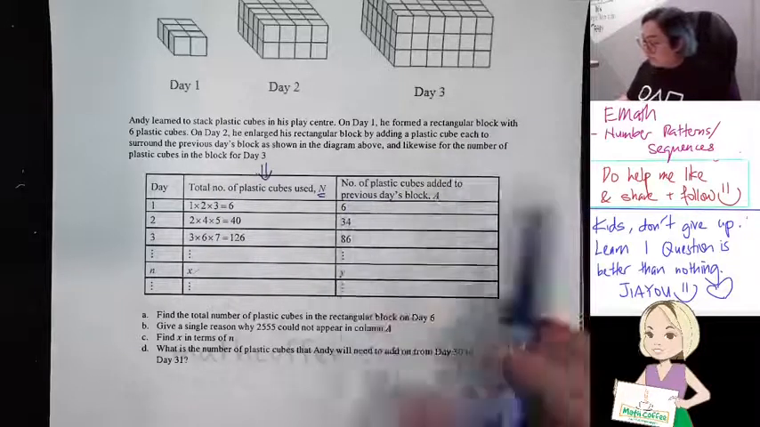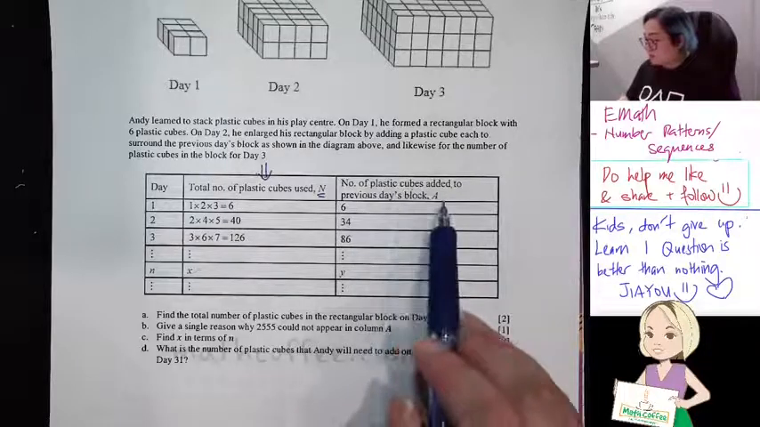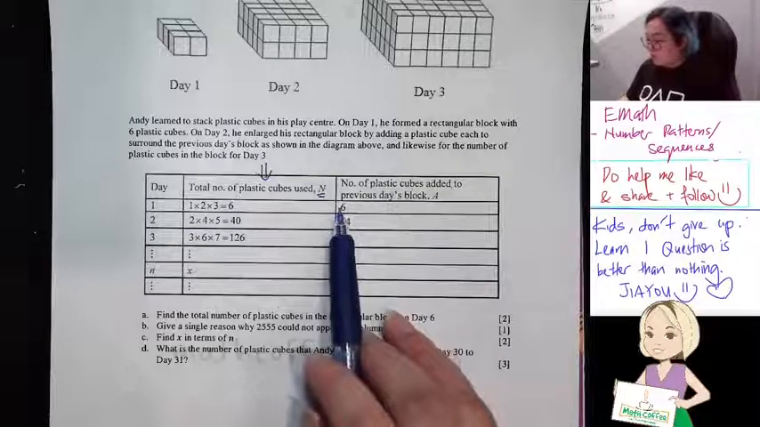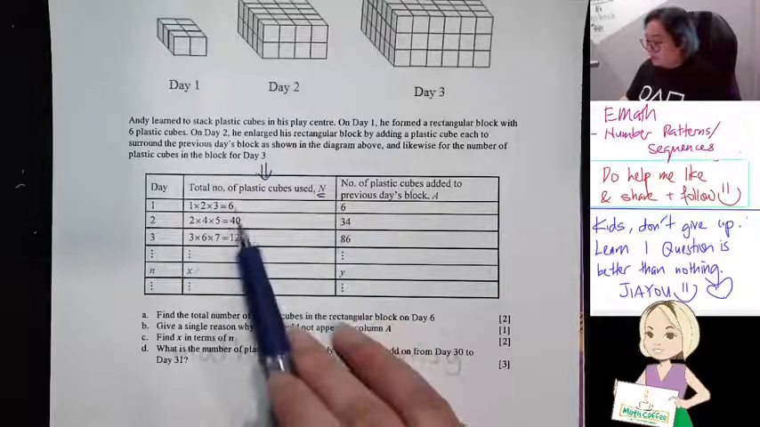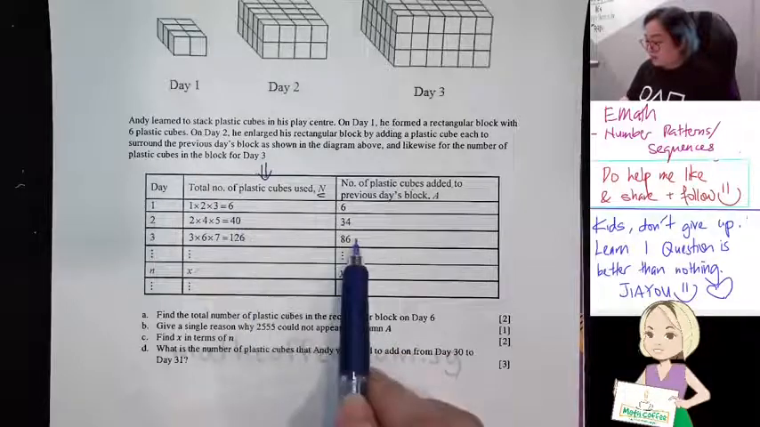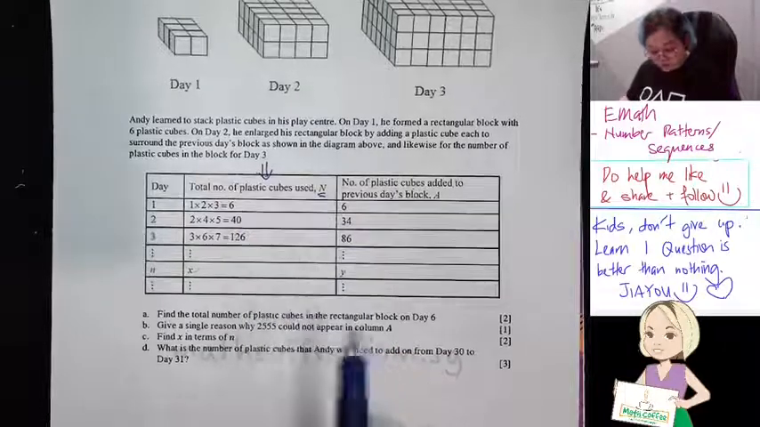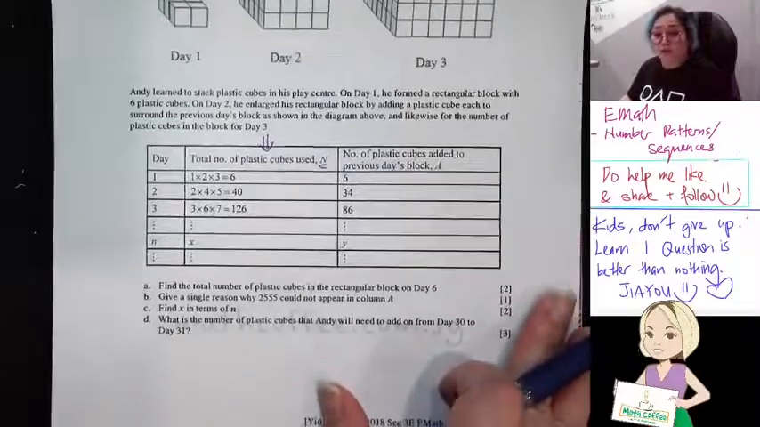Over here, number of plastic cubes added to the previous day. If you see the pattern, this is like 40 minus 6, I get 34. 126 minus 40, I get 86. So it will be minus the previous number. But not to worry, let's settle and take a look at that question first.